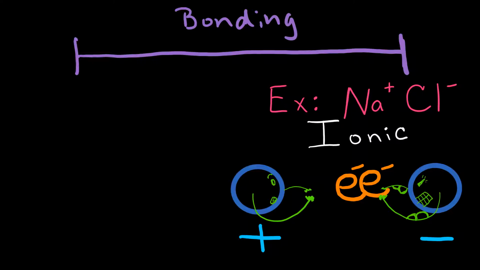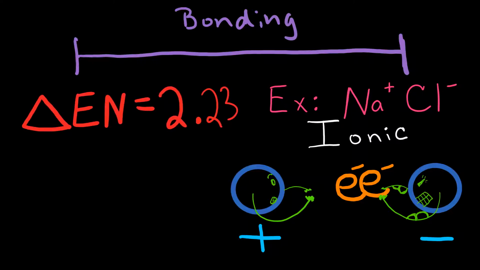An example of this type of bond is NaCl, or sodium chloride, where chlorine has removed an electron from sodium. The difference in electronegativity between sodium and chlorine is 2.23 using the Pauling scale. The two ions are held together by a very strong electrostatic attraction.